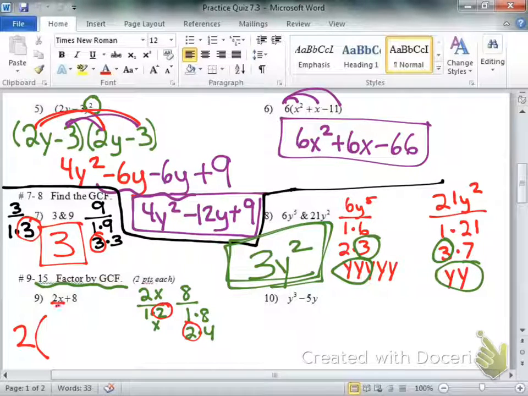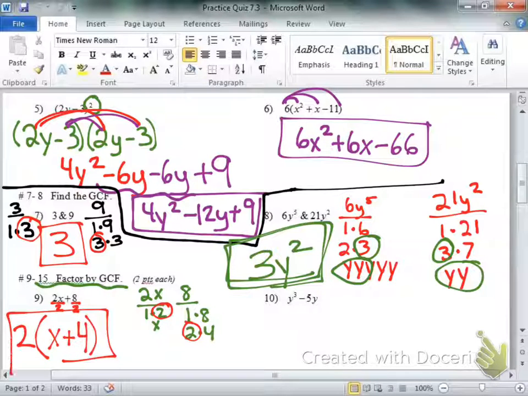So to undo all that multiplying, to rewrite it as multiplication, you have to divide. What is 2x divided by 2? 1. x, very good. And what is 8 divided by 2? 4. Close the parentheses and you're good.